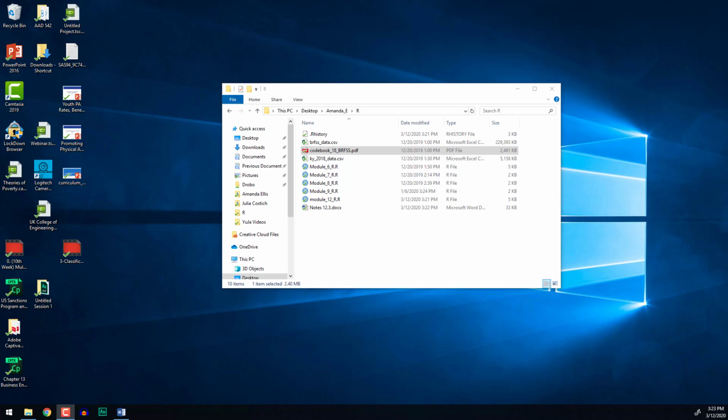This is the Module 12.3R video. Before we get started, you want to make sure that you have all the necessary files. Here on my computer, in my folder where I've been storing everything, just a couple things to note. I've got the Module 12.3 notes, the code book, our data set, and our Module 12 R code. We're going to start out by looking at the notes.